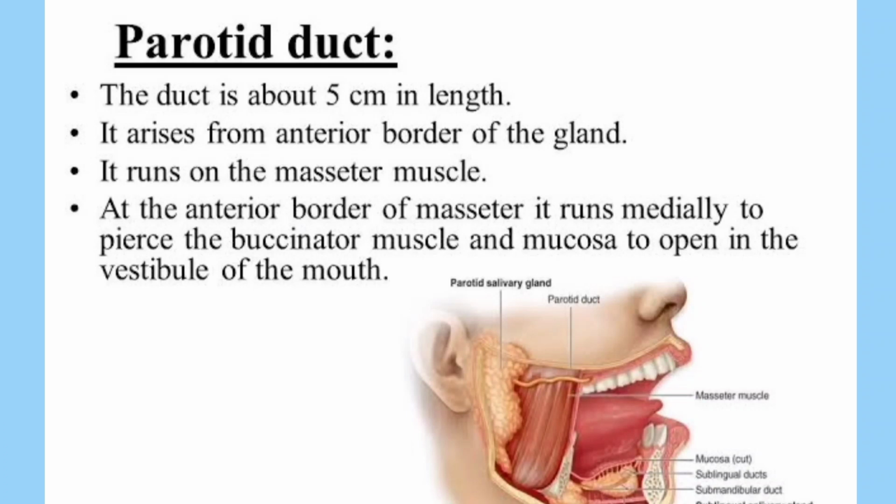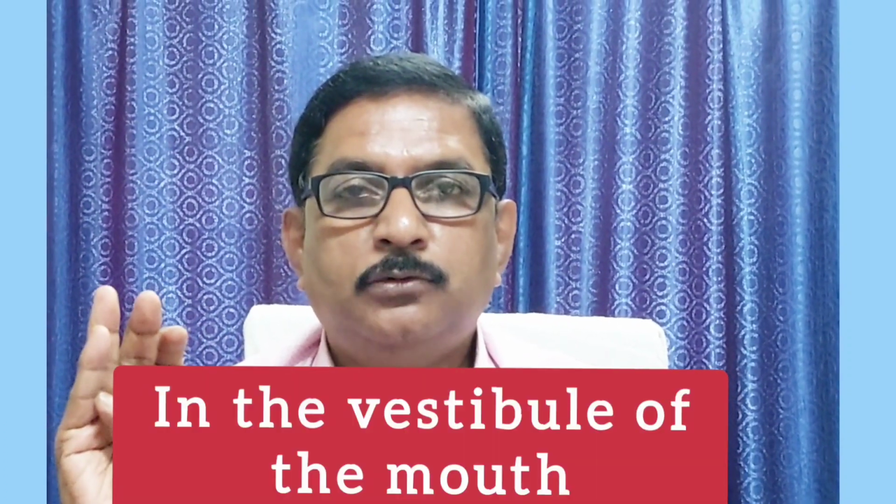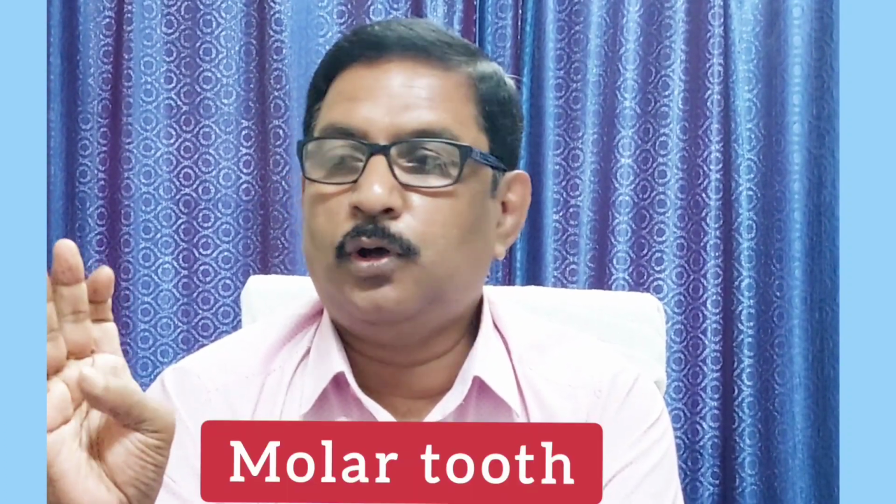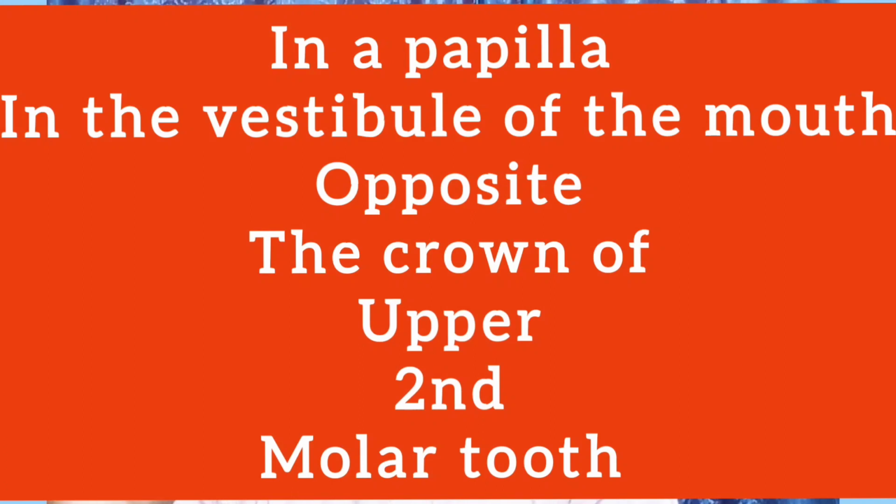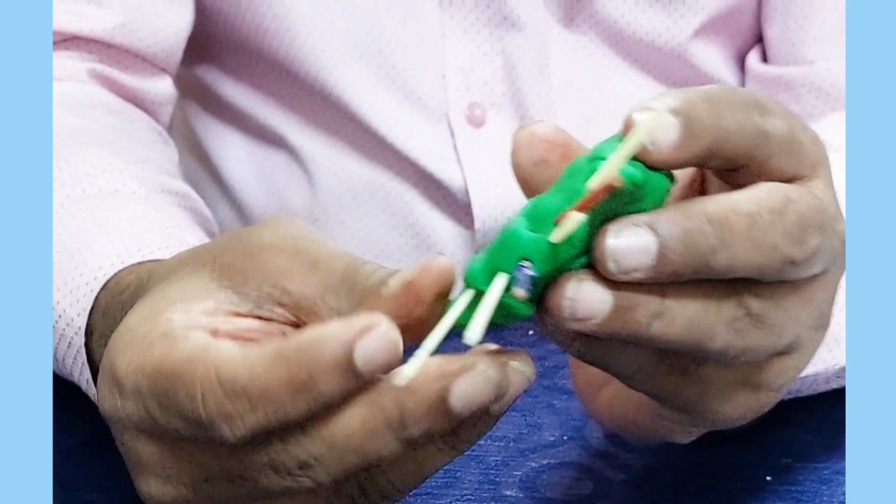But where does it open? Very important question. Where does the parotid duct open? You remember 7 words. Just listen to me very carefully. The question is, where does the parotid duct open? In a papilla, in the vestibule of the mouth, opposite the crown of upper second molar tooth. So all these 7 words are important. If you miss any word, the answer will be wrong. So keep in mind all the 7 words. Then what are the structures coming out or entering through the apex?